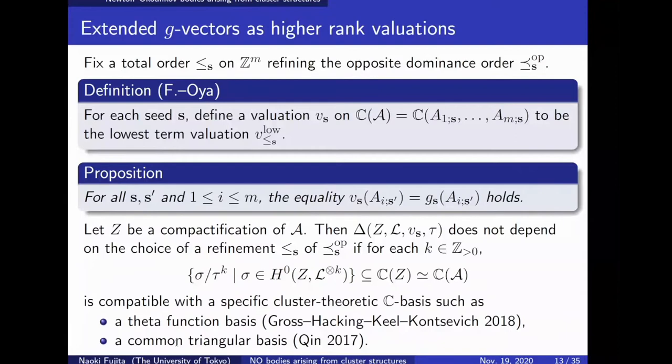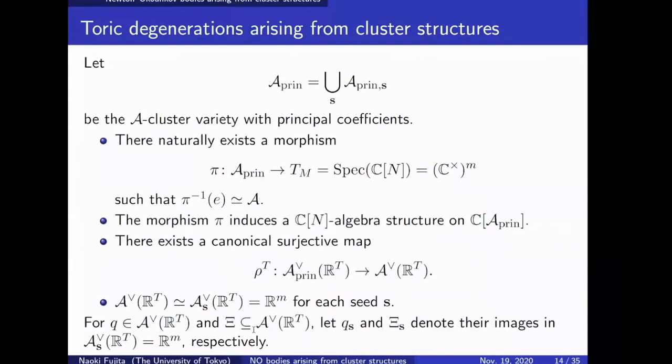Let me start with the story of the theta function basis, which gives a construction of a toric degeneration. Let A^prin be the cluster variety with principal coefficients. I will not explain the definition of this A^prin, but it is a family over the torus, such that the fiber over the identity element is isomorphic to A. Let's denote the torus by T_M or Spec C[N], where M and N are dual lattices. Then this map pi induces a C[N]-algebra structure on the ring of regular functions.